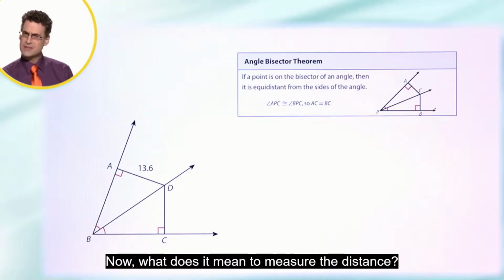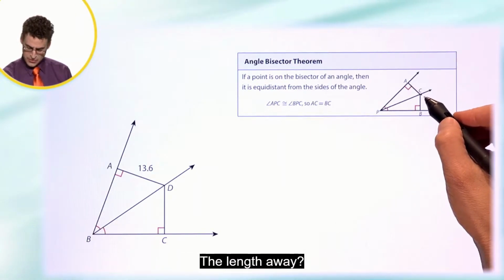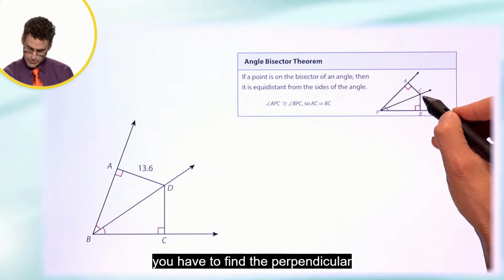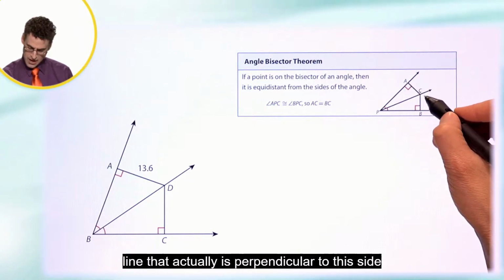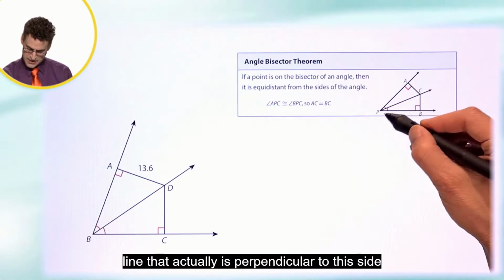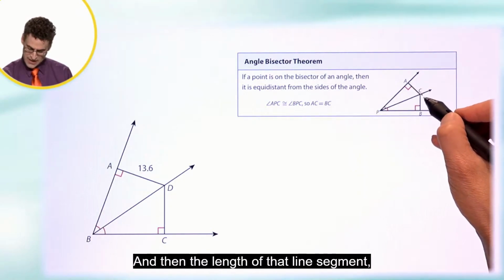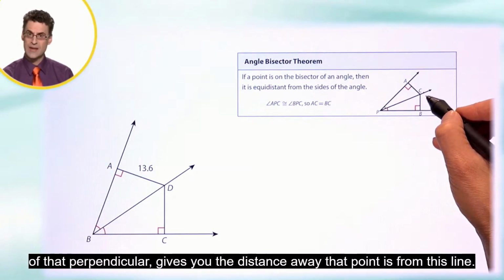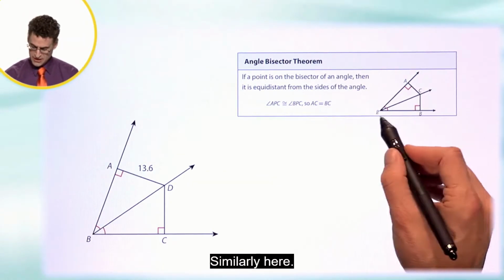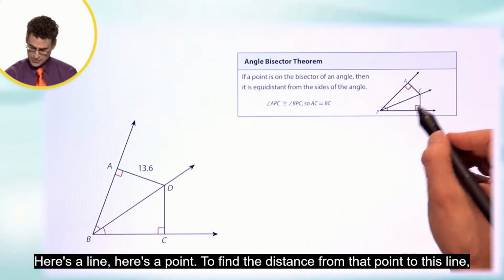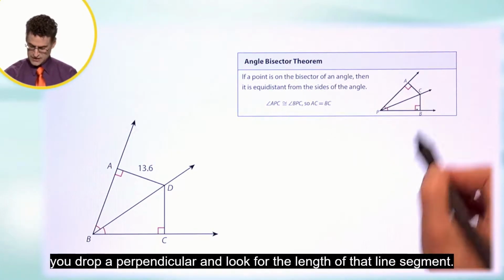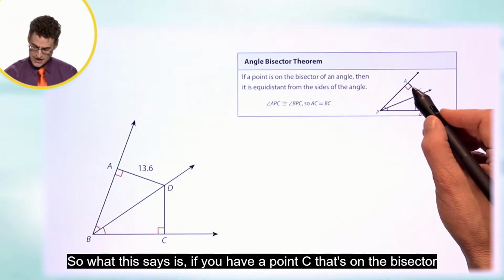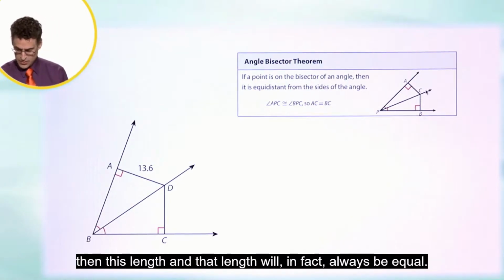Now, what does it mean to measure the distance, the length away? Well, if you're looking at a line and a point, you have to find the line that is perpendicular to this side and passes through that point. The length of that perpendicular line segment gives you the distance that point is from this line. Similarly here, here's a line, here's a point. To find the distance from that point to this line, you drop a perpendicular and look for the length of that line segment. So what this says is, if you have a point C that's on the bisector, then this length and that length will in fact always be equal.